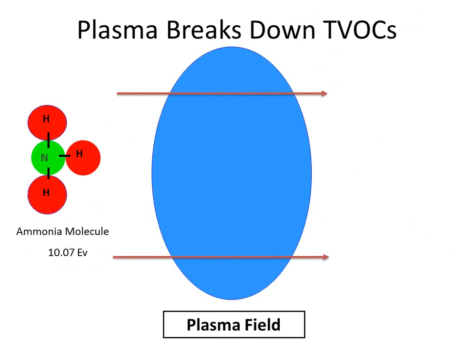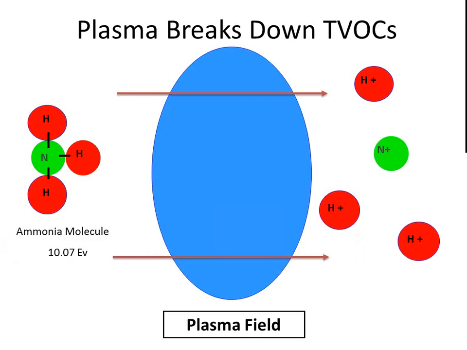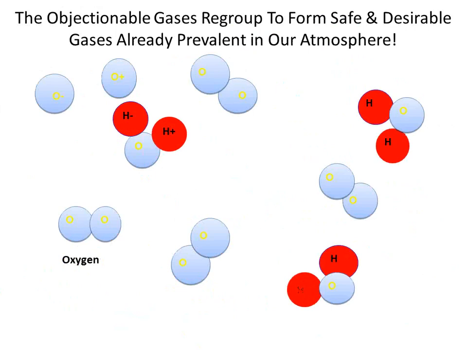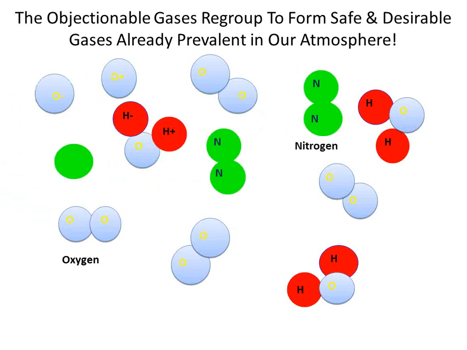There's our ammonia molecule. It passes through the electron volt field, and it breaks it down into the nitrogen and hydrogen components. And those are broken down and reformed into common things in the atmosphere, like O2, H2O, and of course N2, which is what we breathe most of the time.